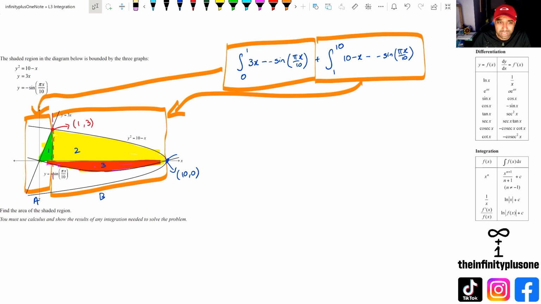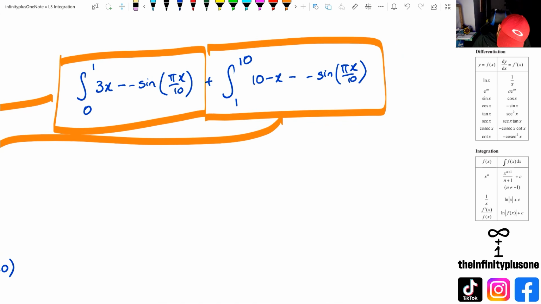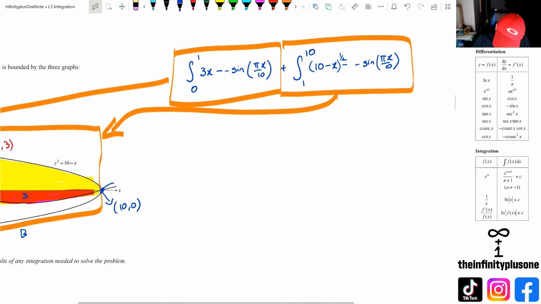Now I realize what my mistake was here with this particular thing. I should have actually put this as square root of 10 minus x, not just 10 minus x. All right, so let's get rid of that square root and put that as 10 minus x to the power of half. And let's try this again. Sorry, I did do this before with 10 minus x, and I made a mistake, and it took me a while to figure out where that mistake was. But anyway, here we go.